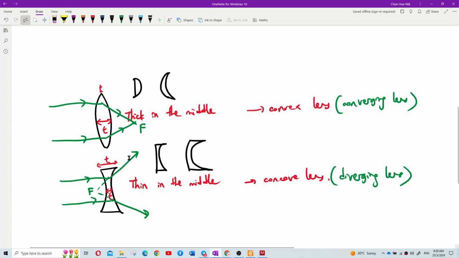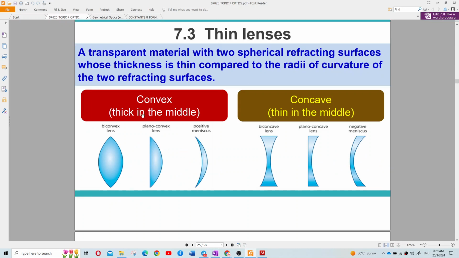All these are concave, diverging. Yeah, all these can diverge the light. If these two also, they focus the light. All these are called converging. Yeah, they focus the light. This one, concave lens, they all diverge the light.